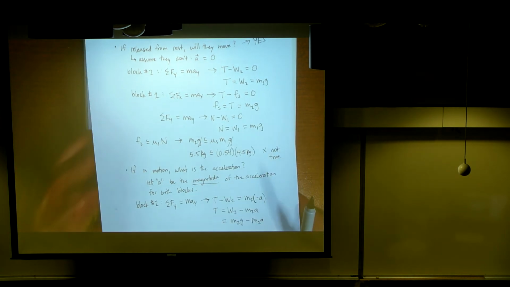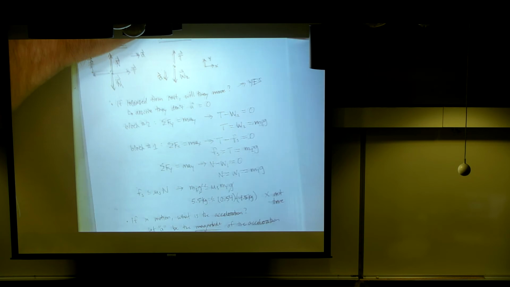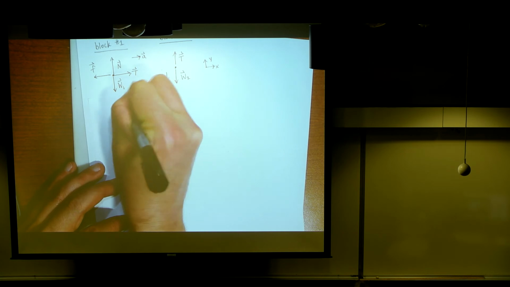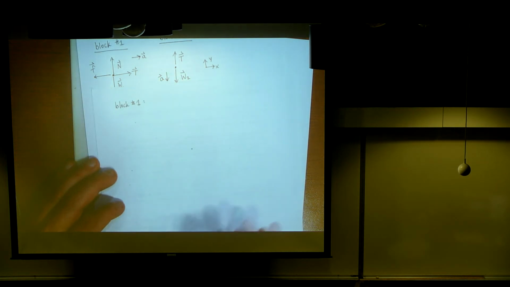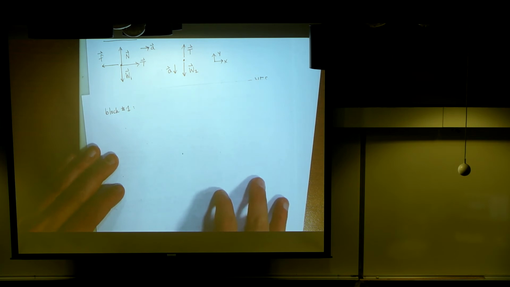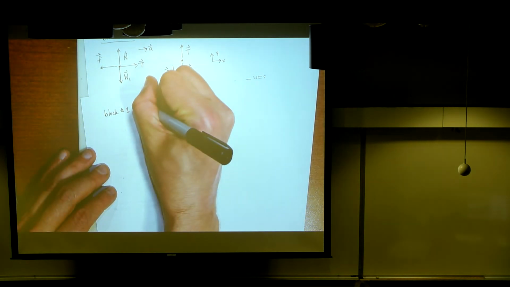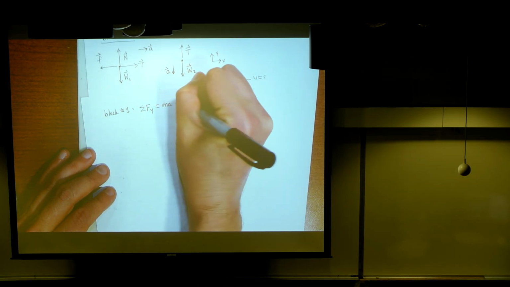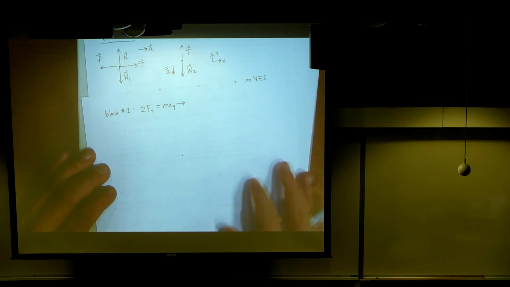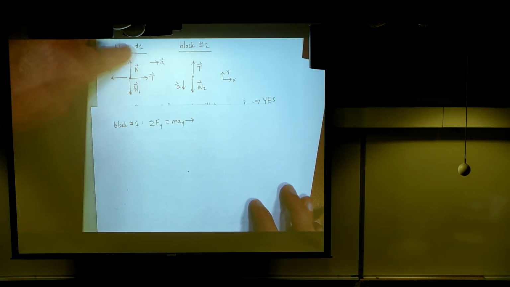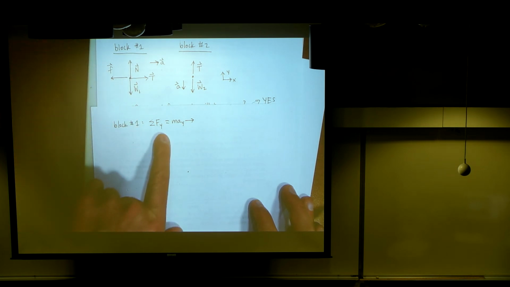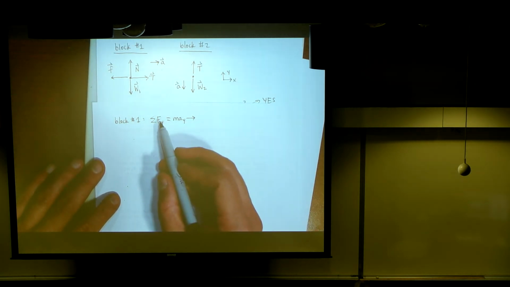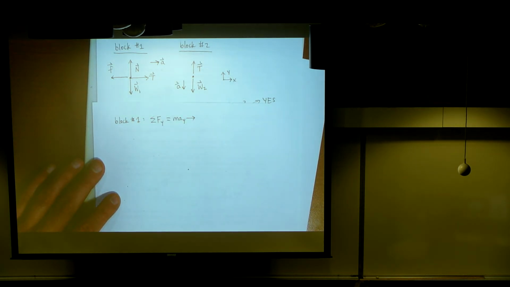Let's do it for the first block. So here, now we're going to write down for block number 1 our F equals ma equations. And so some of this is going to be a repeat of what we did before. Let's do F equals ma in the y direction for block number 1. So we're looking at the forces acting on block number 1 and only in the y direction to guide us through this equation. What forces act in the y direction on block 1?